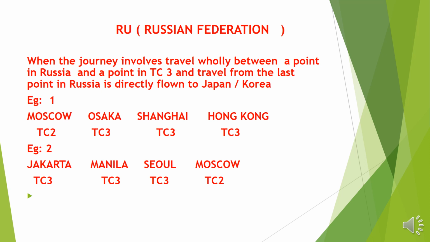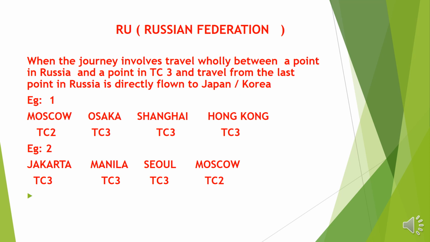This is the first criterion. Is the journey starting or ending in Russia? Yes. Example number 1 starts in Russia and ends in TC3. Second, do you have Japan, Korea on the journey? Answer is yes. Osaka is in Japan. And the third criterion, from Russia, is the passenger traveling directly to Osaka? Yes. This is RU.